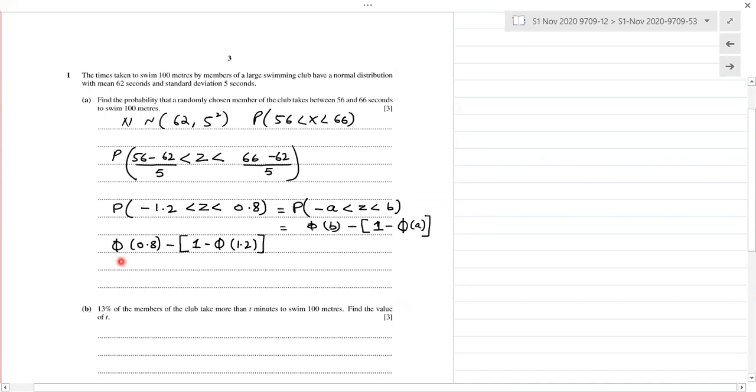So for 0.8, we got the value from the table as 0.7881 minus 1, and this minus, we've opened the bracket, minus becomes plus. For 1.2, we were getting 0.8849. We add them up and the final answer is 0.673.